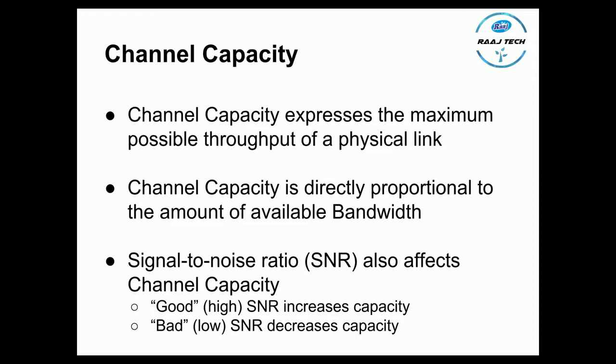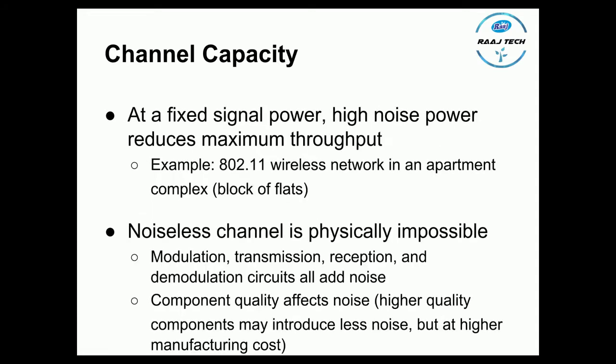So that channel capacity expresses the maximum possible throughput of a physical link, and it's directly proportional to the amount of available bandwidth. It's also related to the signal-to-noise ratio. A good or high signal-to-noise ratio does increase the capacity of the channel, while a bad or low signal-to-noise ratio decreases the capacity of the channel. And at a fixed signal power, high noise power is going to reduce the maximum throughput available to the channel.